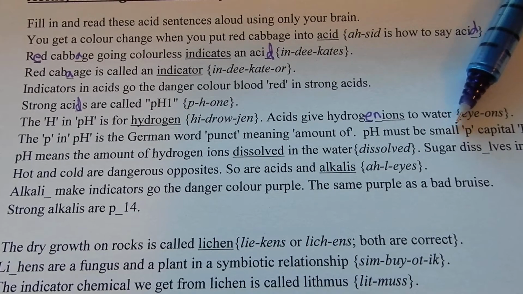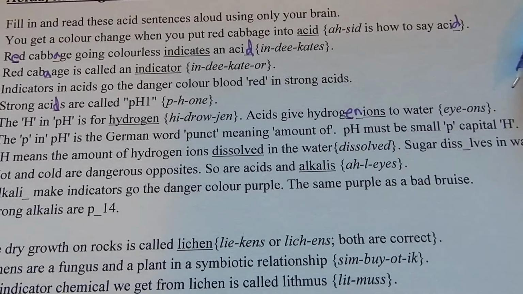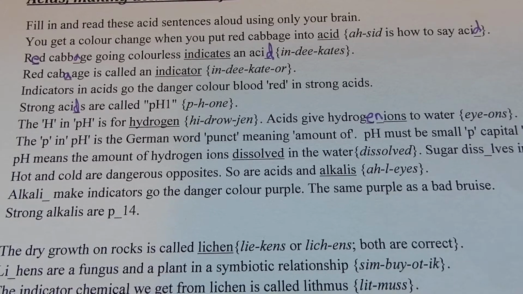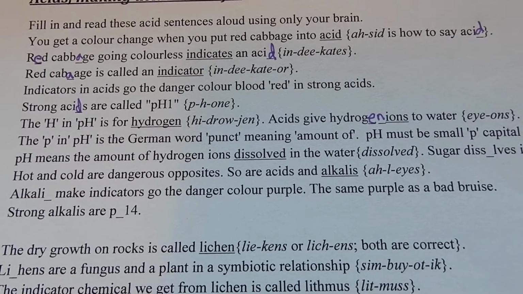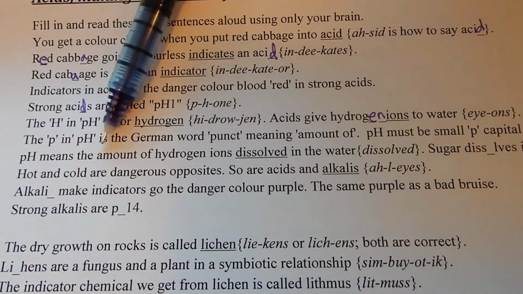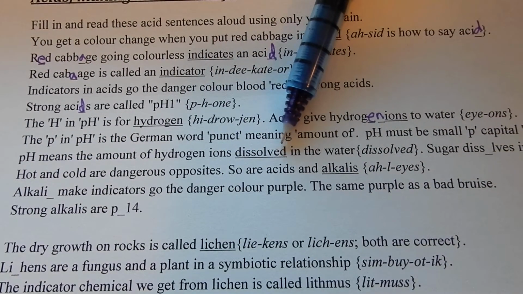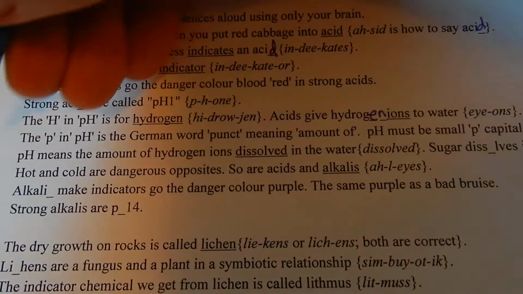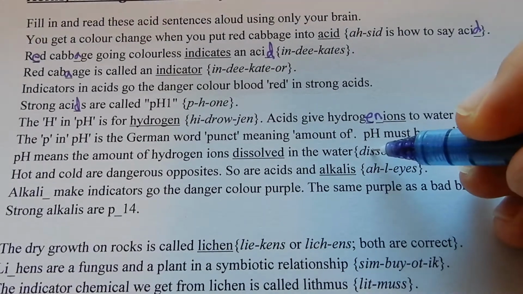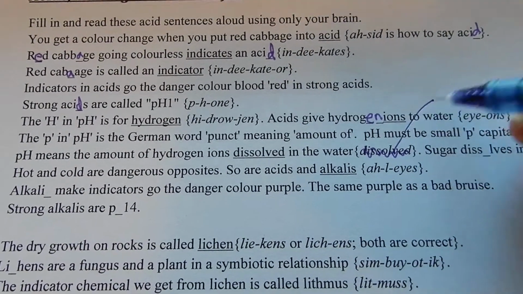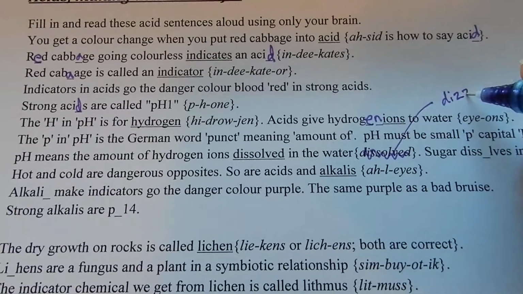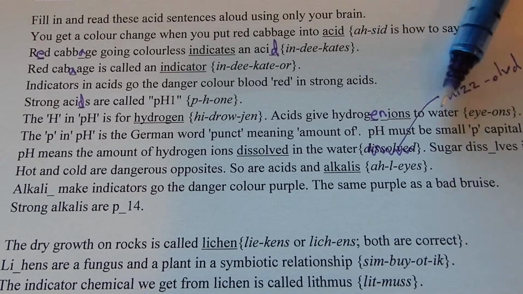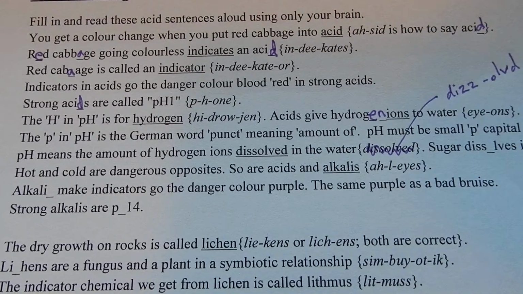pH must be a small p and a capital H. The pH numbers tell you how strong an acid is. pH 1, very strong acid. pH means the amount of hydrogen ions dissolved in the water. Dissolved. Sugar dissolves in water.